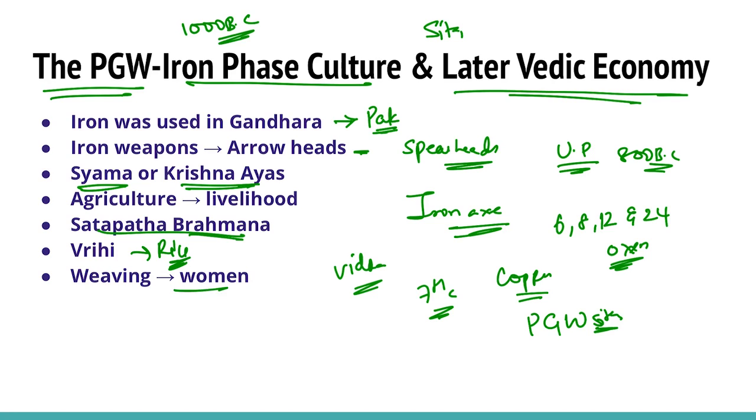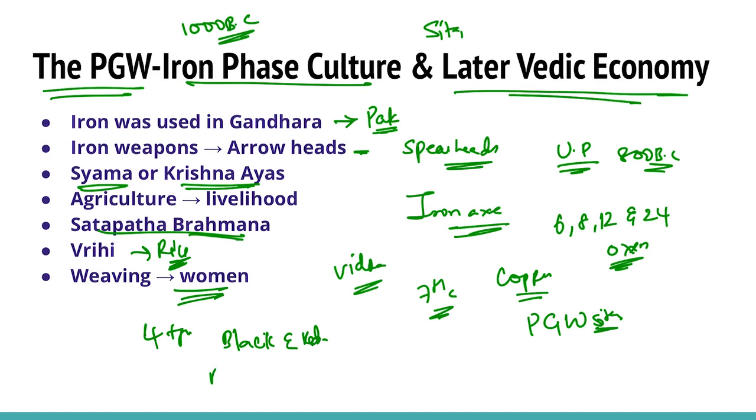Weaving was confined to women, but it was practiced on a wide scale. Leather work, pottery and carpenter's work made great progress. The later Vedic people were acquainted with four types of pottery.